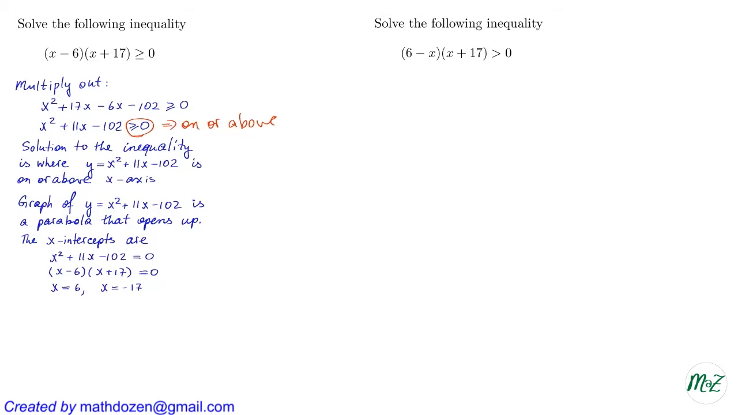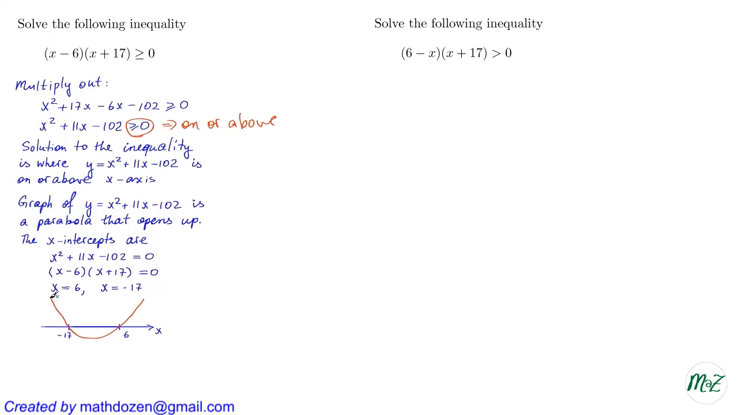So now we have all the information needed for the sketch of the graph of the function. So this is our x-axis, so those are the two x-intercepts that we have found, negative 17 and positive 6. And we said that the graph is going to be the parabola that opens up, so this red curve is the graph of the parabola that opens up.